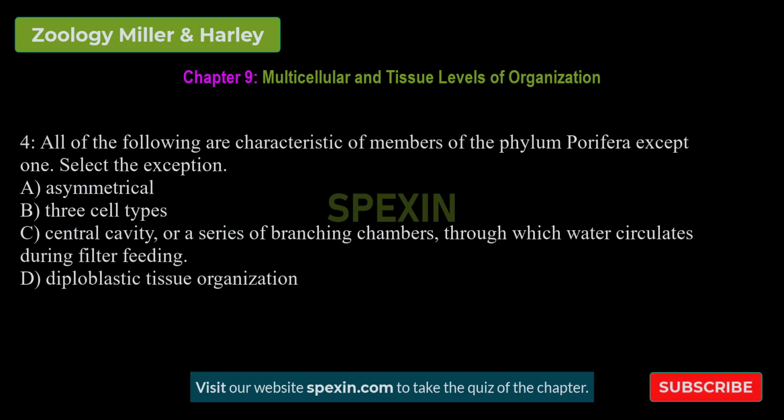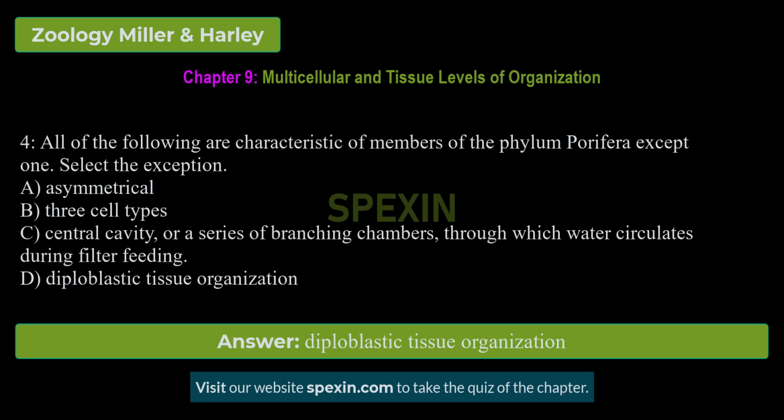All of the following are characteristic of members of the Phylum Porifera except one. Select the exception. Asymmetrical. 3 cell types. Central cavity, or a series of branching chambers, through which water circulates during filter feeding. Diploblastic tissue organization. Correct answer: diploblastic tissue organization.